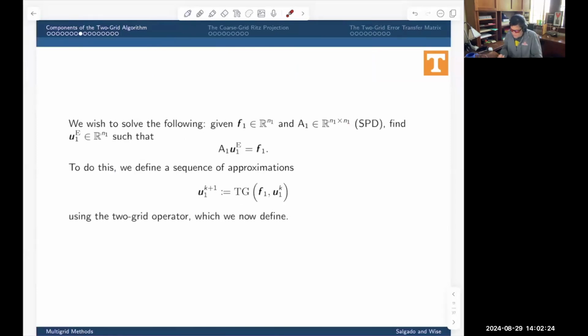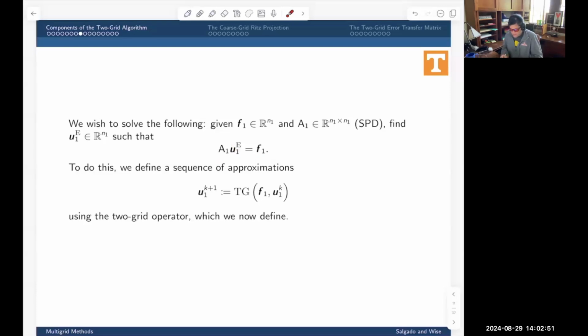Now, as I said before, we're going to be given a vector in our high dimensional space, and we already have this A1 matrix from our high dimensional space, which is symmetric positive definite. And we're looking for a true solution to this problem. And just to make things really concrete, I'm going to give that an extra symbol E for exact solution. So the exact solution is going to solve this problem.